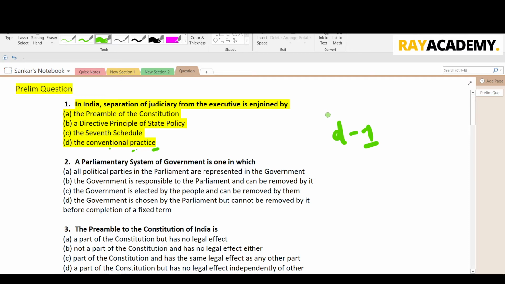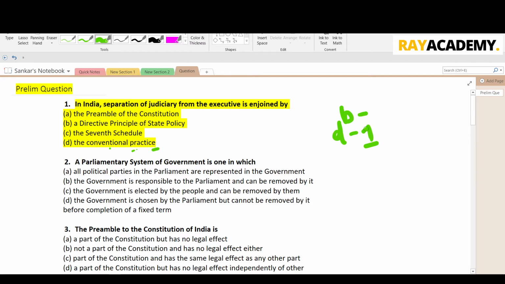Okay, the question is, in India, separation of judiciary from the executive is enjoyed by option A, the preamble of the constitution, option B, a directive principle of state policy, option C, the seventh schedule, option D, the conventional practice. Somebody is saying B. Okay, no problem, no problem.